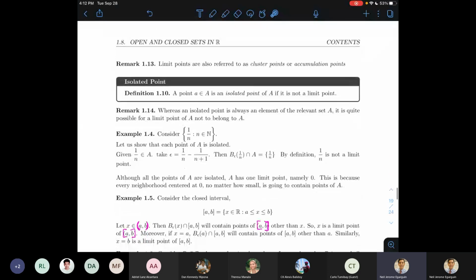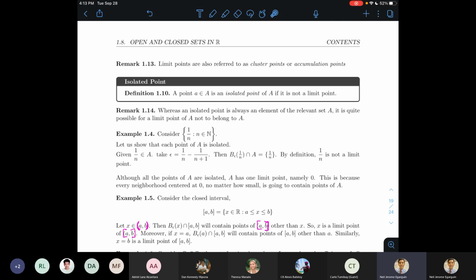In definition 10, we define an isolated point. Okay? So, but here, if you look at definition 10, it says a point A in the set capital A. So for it to be an isolated point of a set, that point or that number should belong to A itself first. Okay. So a point A in A is an isolated point of A if it is not a limit point. Okay. Madali siyang tandaan kasi intuitive yung meaning ng isolated. Ibig sabihin, hindi siya limit point, so hindi nagka-cluster around little a yung mga elements ni capital A.